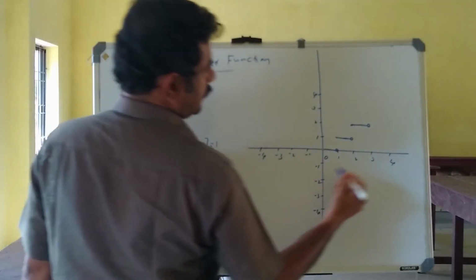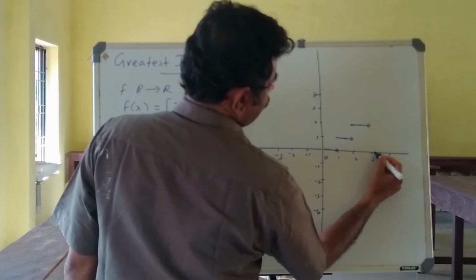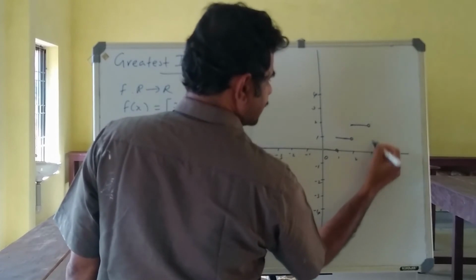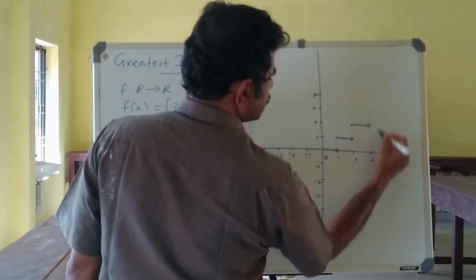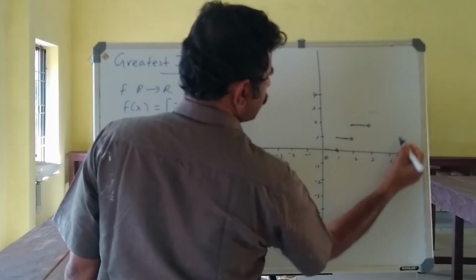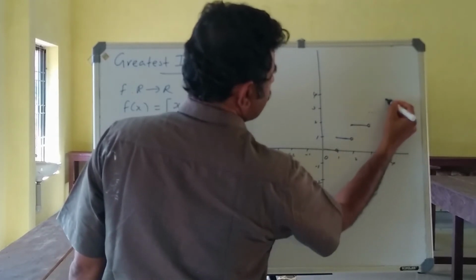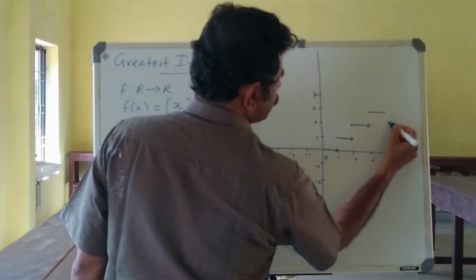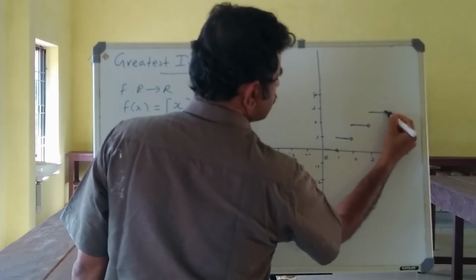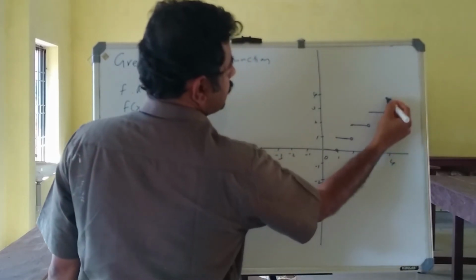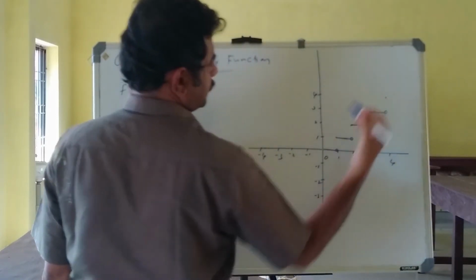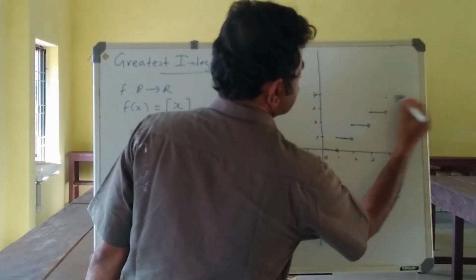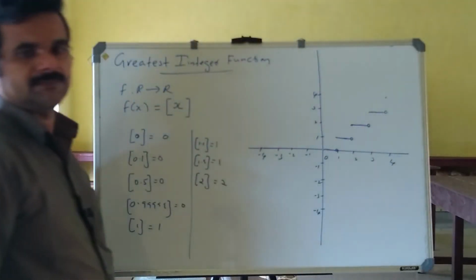Clear? Similarly, the greatest integer value of 3.1 is 3, so 3 itself. 3.1 gives 3, 3.2 gives 3, and so on up to 4. So we can draw this line just left of this 4 here. But for this number 4, the greatest integer value will become 4 here. And we can draw, isn't it? This can be continued. Okay.